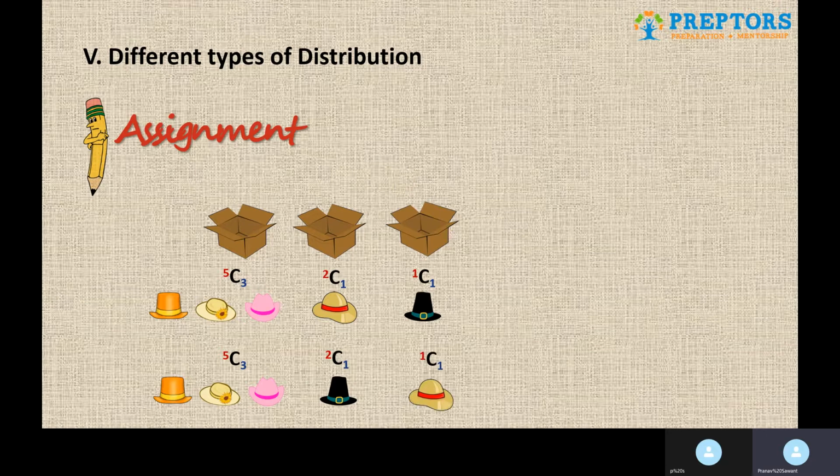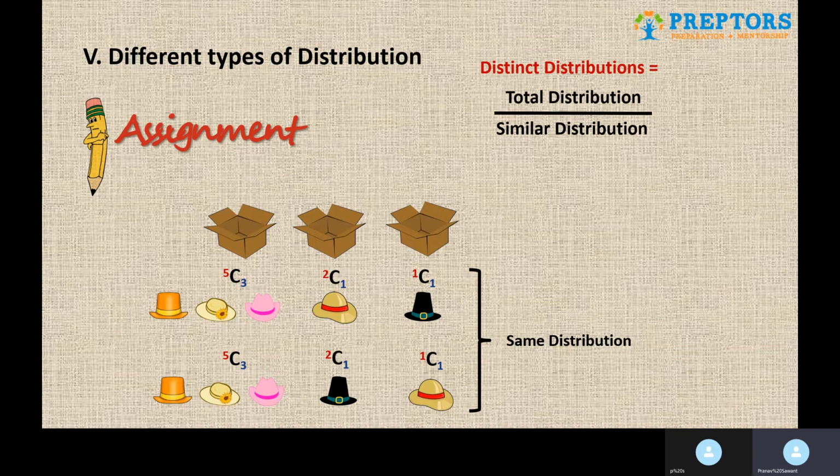That is the reason we have double counted it. So that means we have done the same distribution twice. So we will have to find distinct distributions. Now how will we find distinct distributions? So total distributions upon similar distributions.